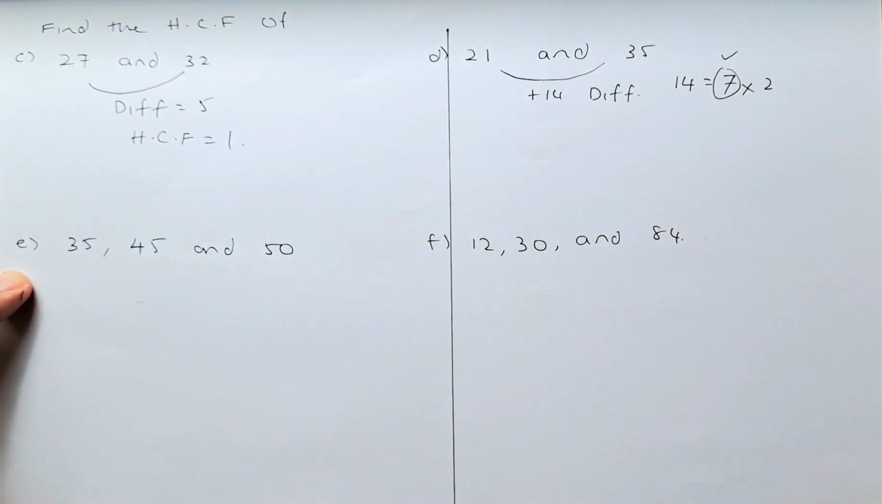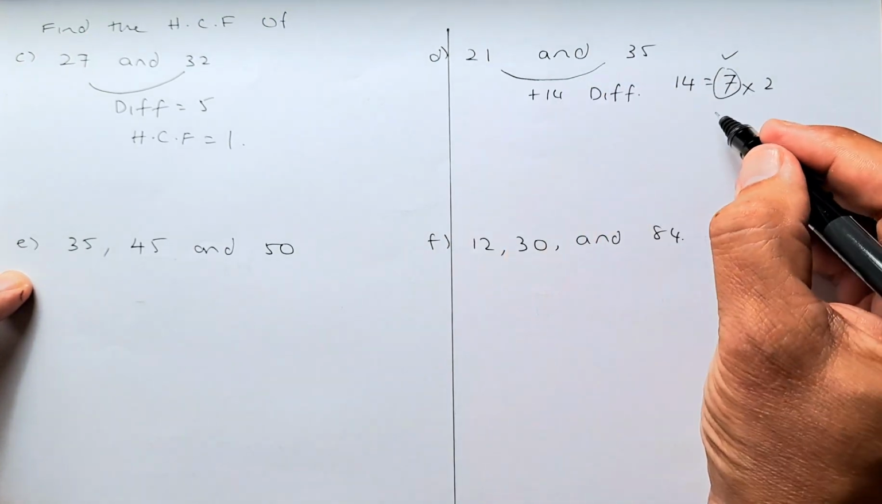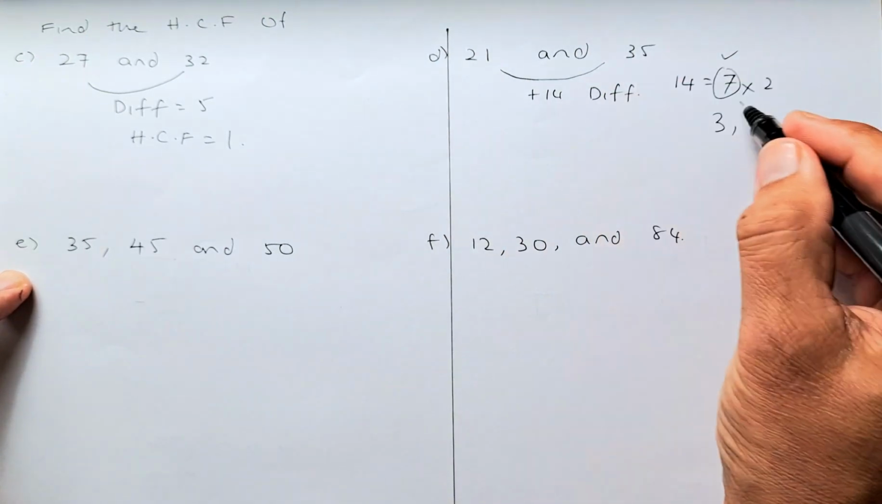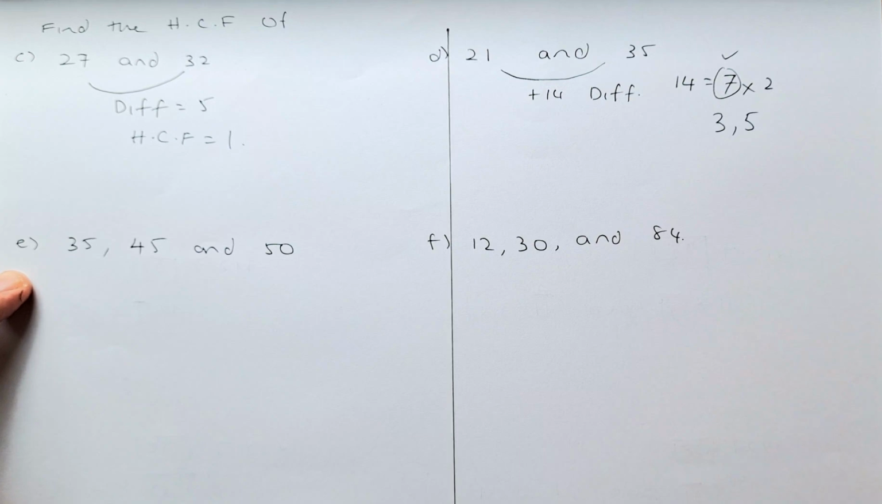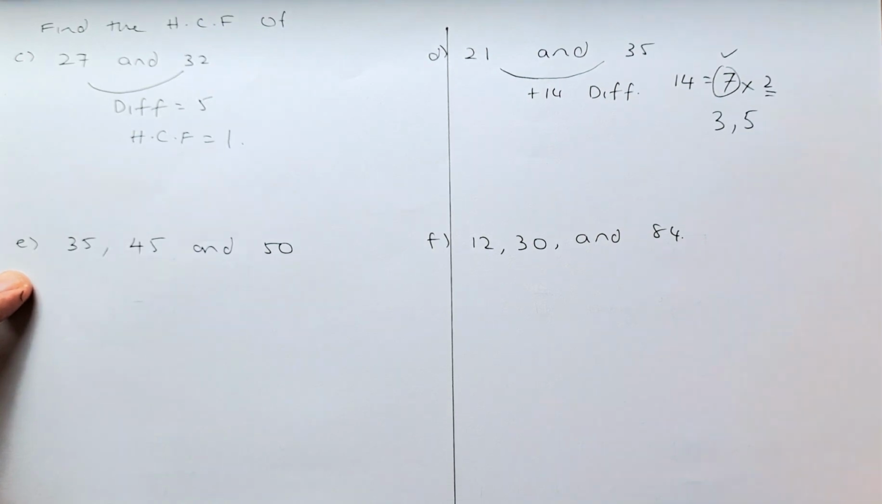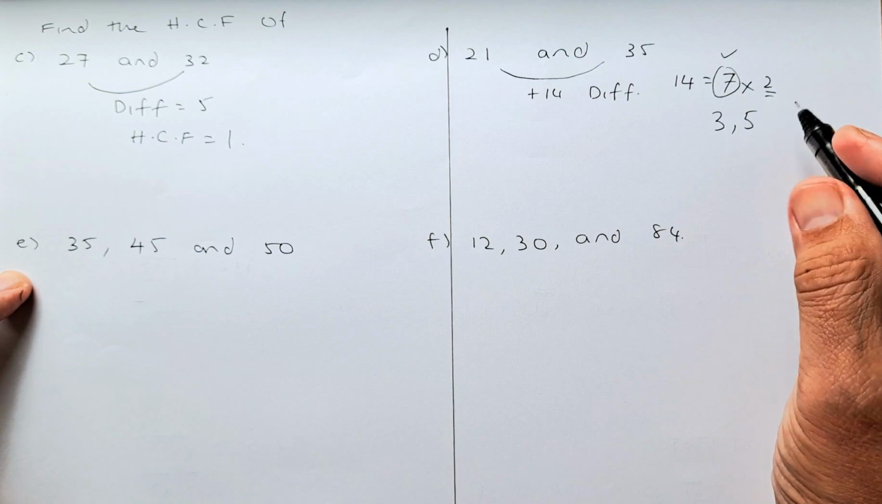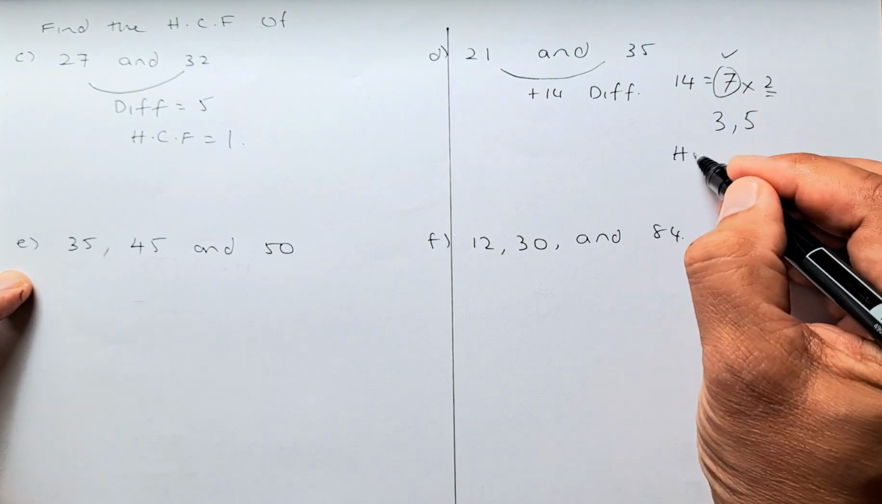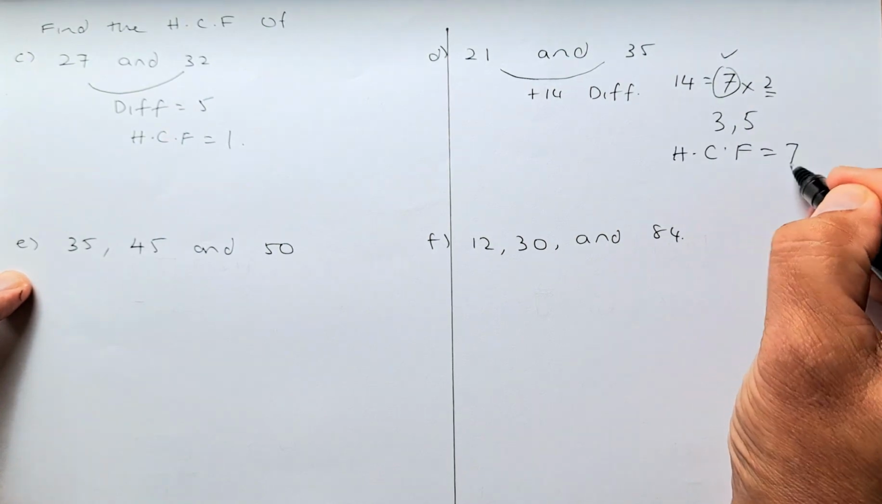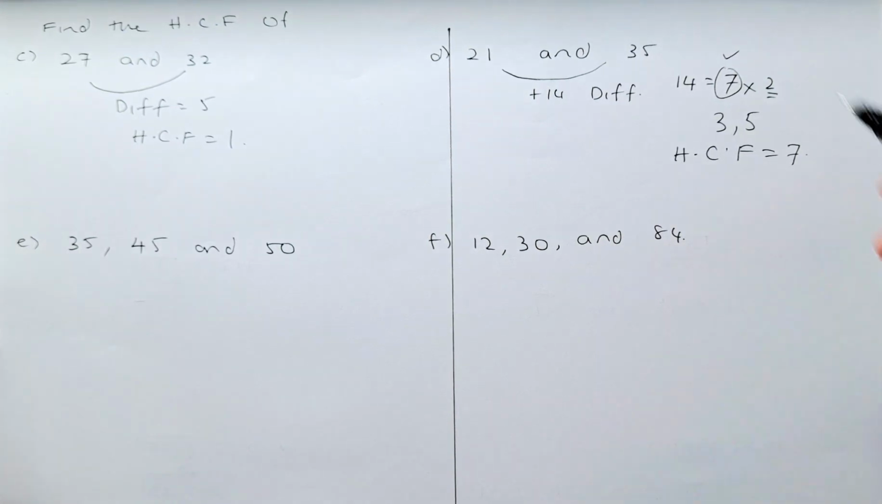Okay. And then when you divide by 7, 21 divided by 7 becomes 3. And 35 divided by 7 becomes 5. So now you look at 2. Can 3 be divided by 2? No. 5 cannot be divided by 2. So the answer, your HCF, is going to be 7 only. Okay. If 2 is possible, then the HCF is going to be 14. Okay. So now we shall do a 3-number example.